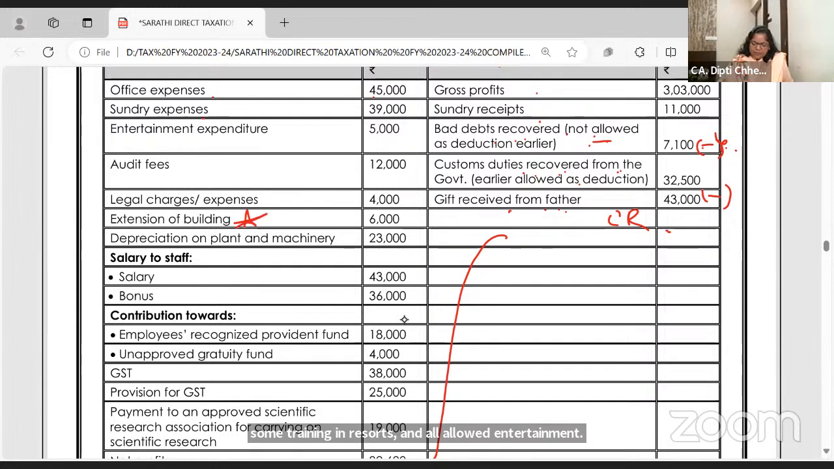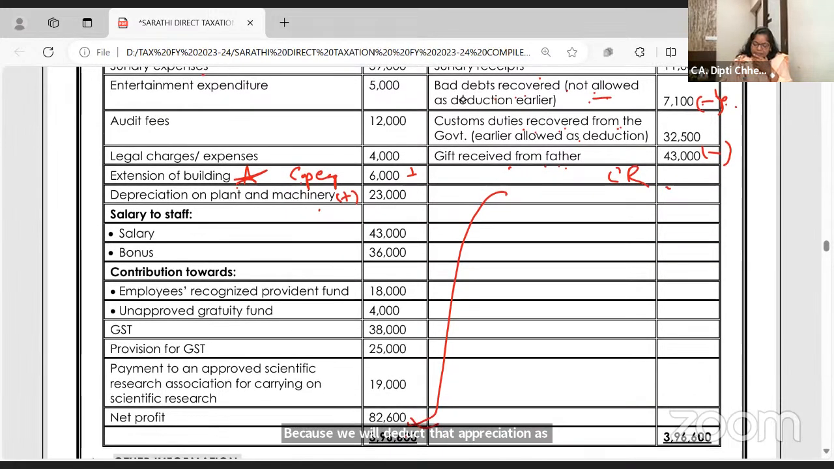Extension of a building is a capital expenditure, not allowed. You can't debit personal or capital expenditure, so add back. Depreciation on plant and machinery as per books. Add back, ma'am, why? Because we will deduct the depreciation as per Income Tax Act.